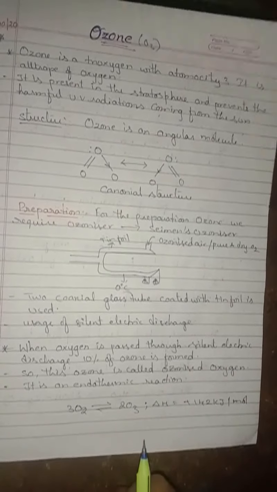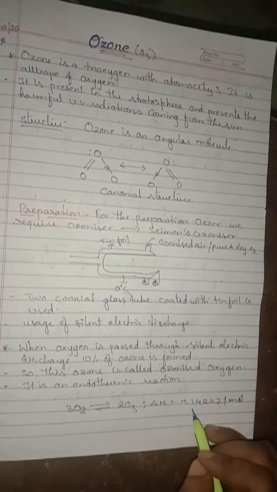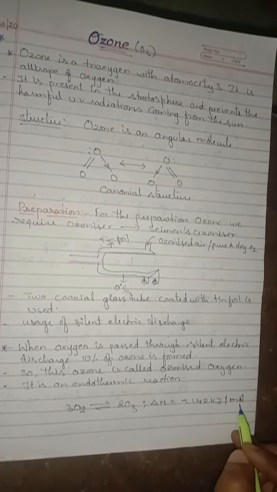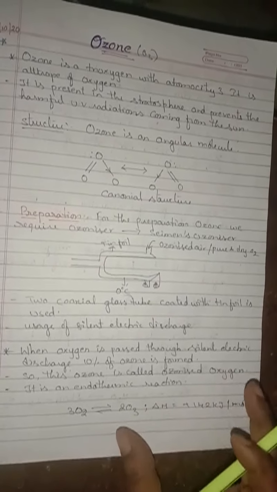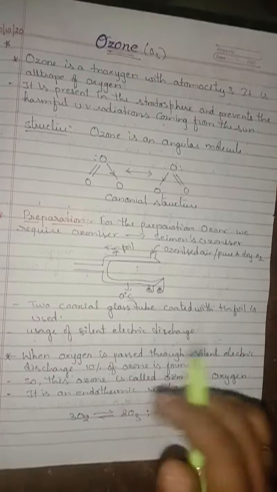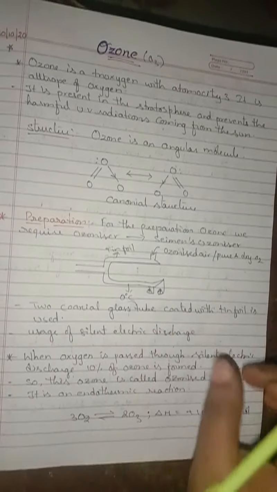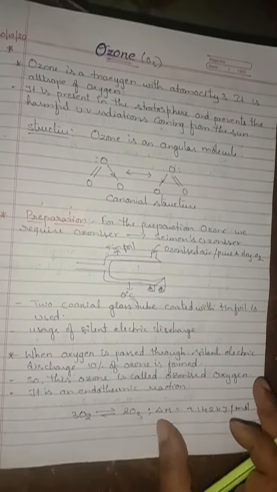As I said, it is an endothermic reaction. It absorbs some amount of heat energy. How much is absorbed? 142 kilojoules per mole. Understand? The electrical discharge we are using should be very silent. Usage of a silent electrical discharge gives the appropriate ozone. Understand, children? So this is the preparation of ozone.